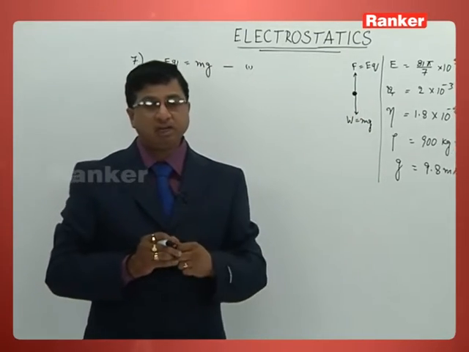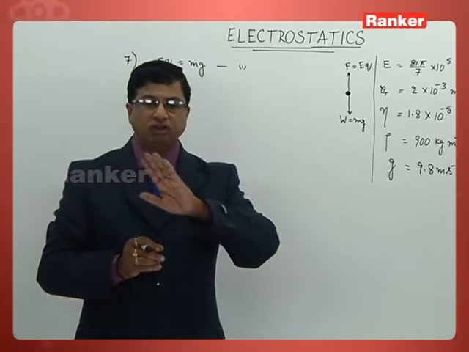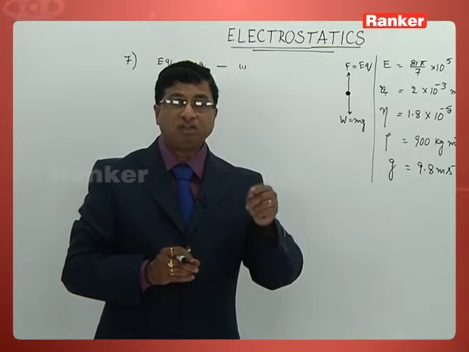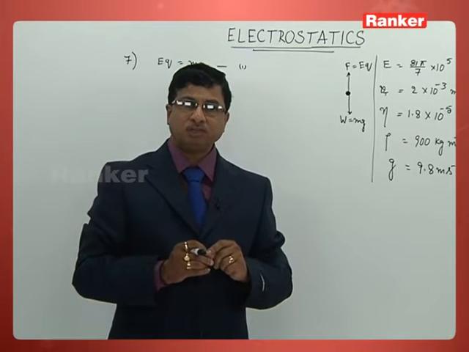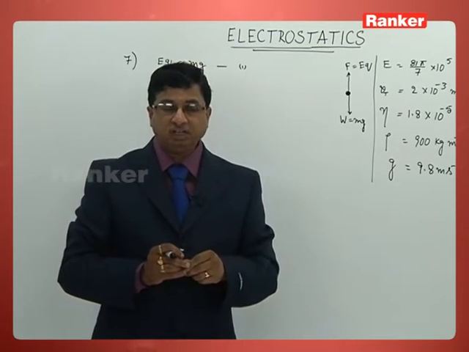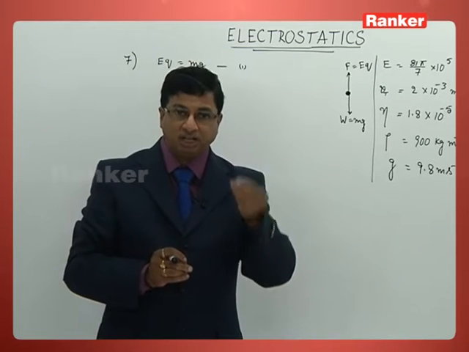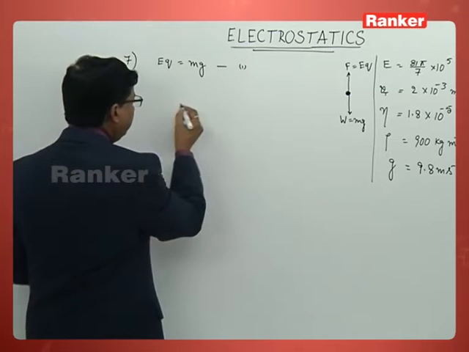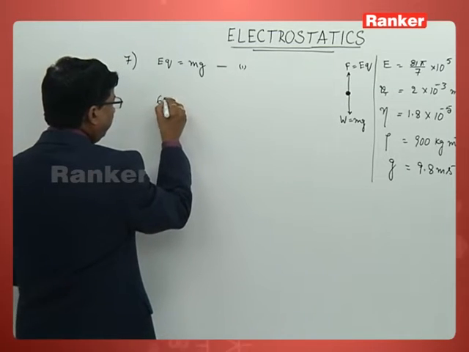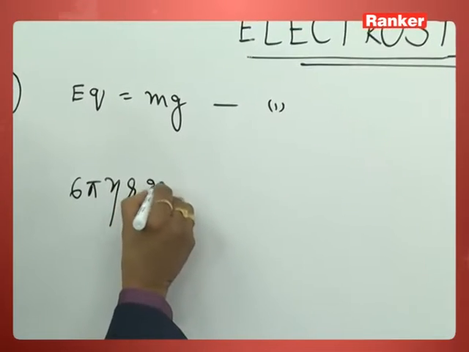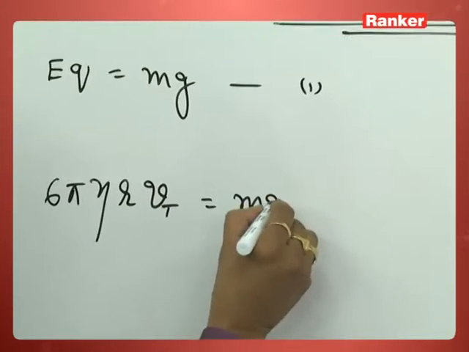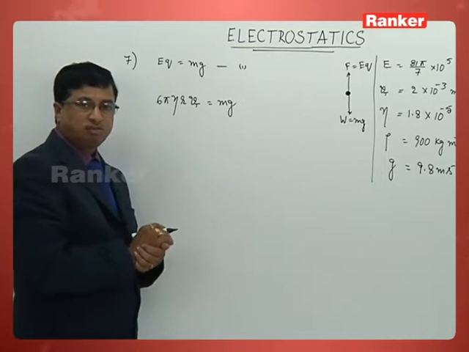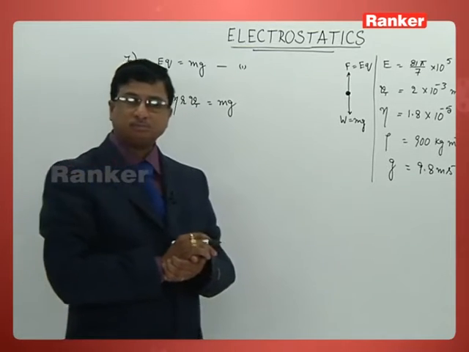But what did he say immediately? When the field is switched off, the drop is observed to fall with terminal velocity. Then due to viscosity, that particular drop is attaining terminal velocity. Then what must be the second equation I can write here? 6 pi eta r v is equal to mg. All of you can understand this is the equation which is called Stokes' law.